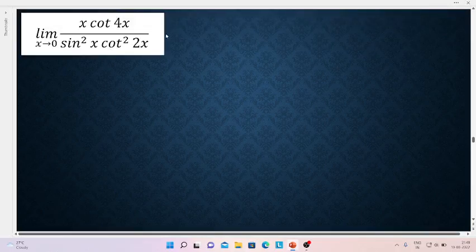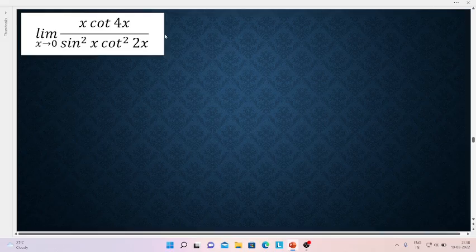So let me first tell you that when you substitute the value of x as 0 in the numerator and the denominator, you can see that the numerator will become 0 and the denominator will also become 0, right? So that is of the form 0 upon 0. I mean this is an indeterminate form, right? So you can't solve this problem by just substituting the value, right? So what can I do actually?